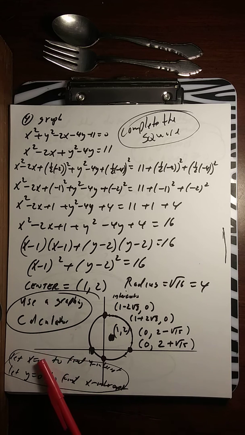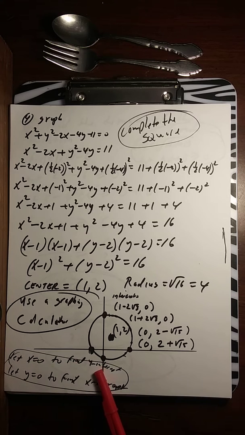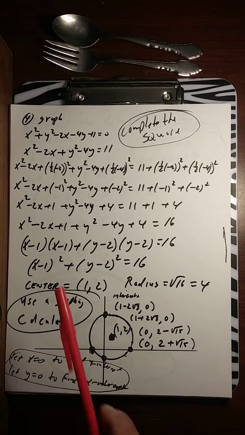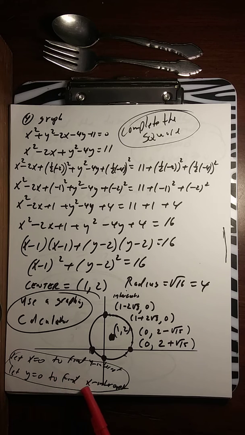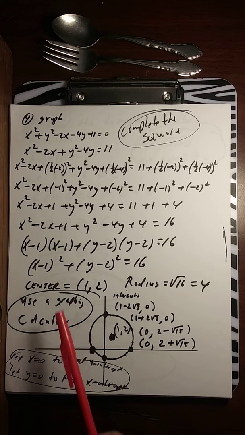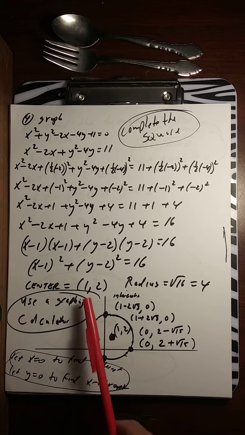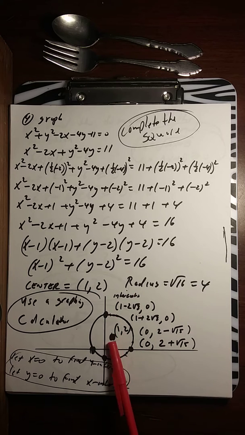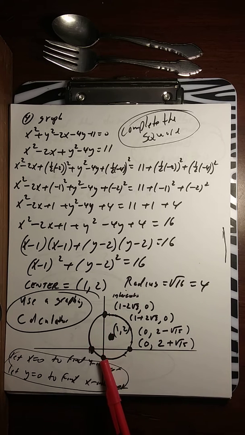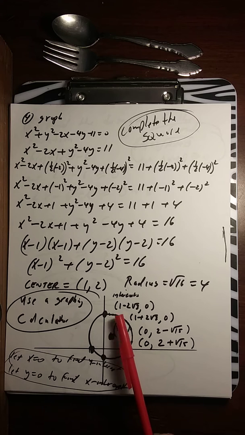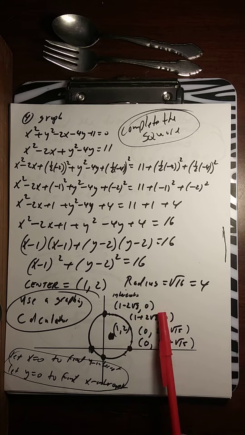Now, you can use a graphing calculator too, to find, let x equal 0 to find the y-intercept in here, and let y equal 0 to find the x-intercept in here. And once you do that, you're going to find the center is 1, 2. Radius is 4. These are all 4s. And to find these points right here, you just put those in there. You're going to get this one, and then the other ones are right there.